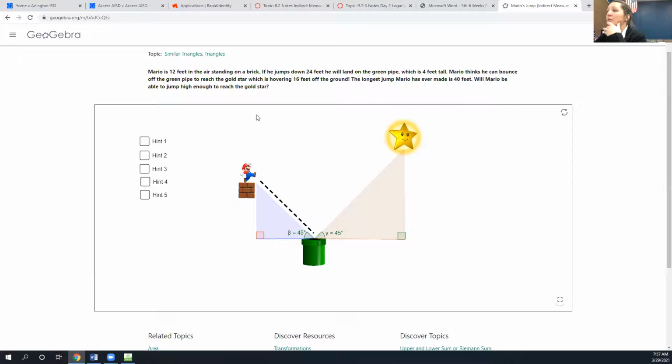So we want to know, you can use your hints here, that's totally fine, but it won't tell you the answer. So it'll tell you exactly, can he make this jump here, this X? And remember, it's 40 feet. So if it's longer than 40 feet, then you probably can't make it. But if it's less than 40 feet, then you probably can make it. So use these measurements here to find that X value. And then we'll also do this in class together.